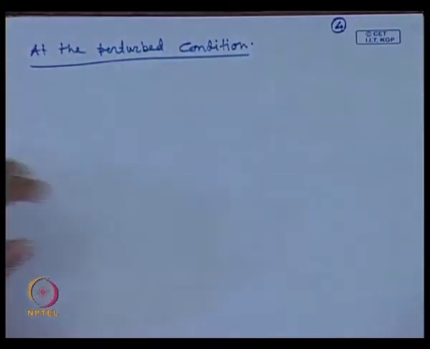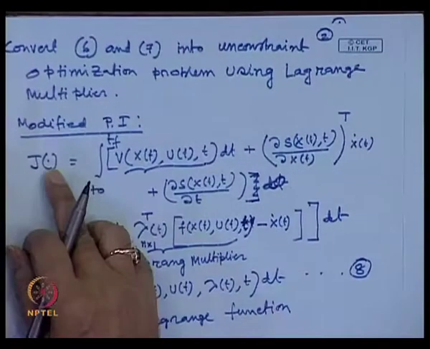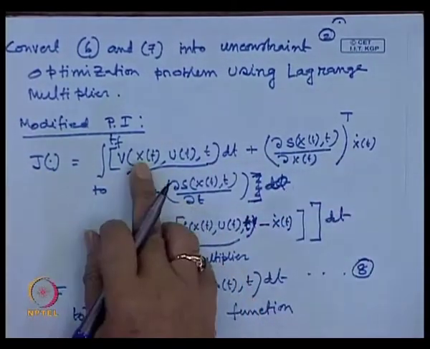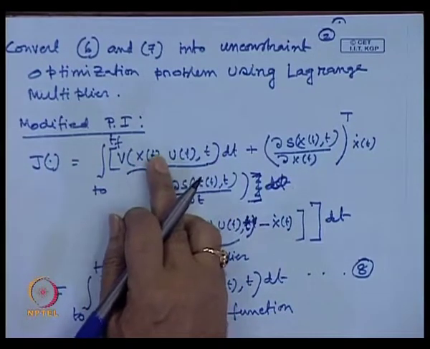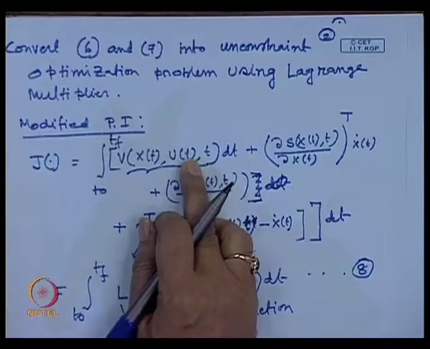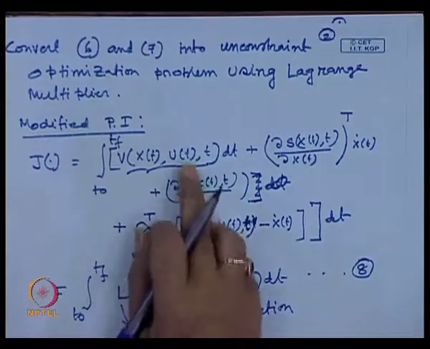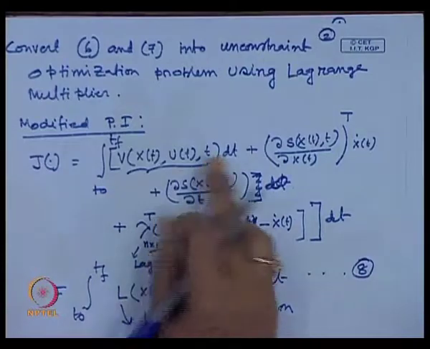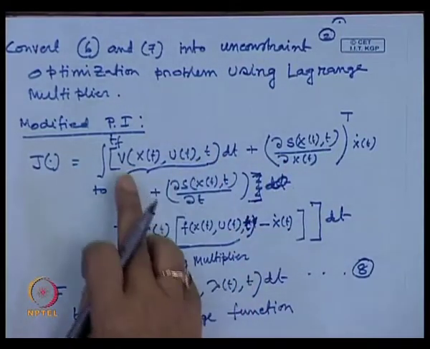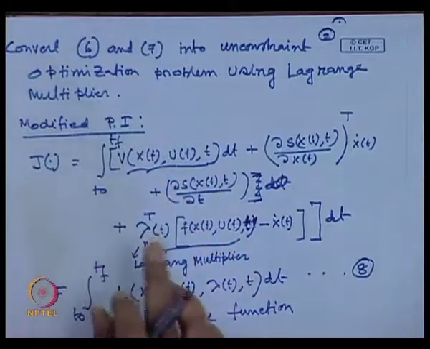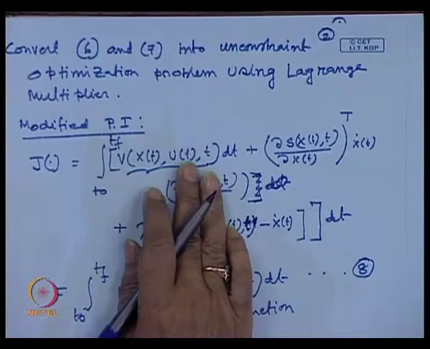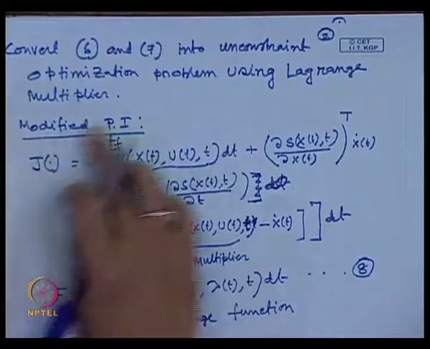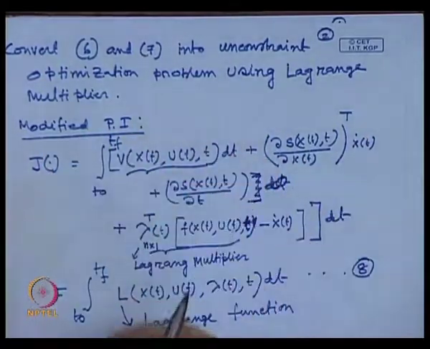Perturb condition means, if you see this sequence, that J is defined like this, when x is perturbed with x(t) plus delta x(t), u(t) is perturbed with u(t) plus delta u(t), agree, and t is equal to t. So, this trajectory, what does it mean? Our job is to look for an optimal trajectory u star, which in turn minimizes this performance index subject to this constraint.